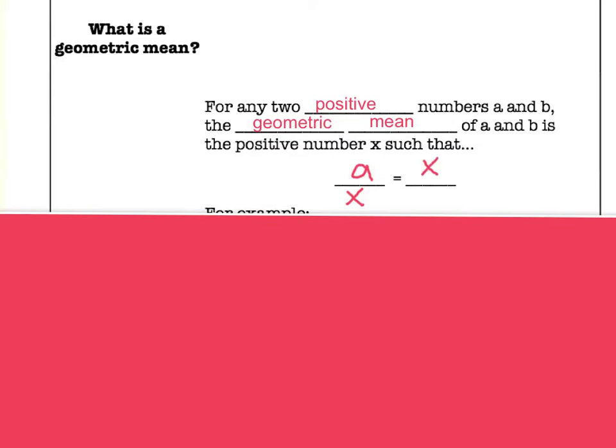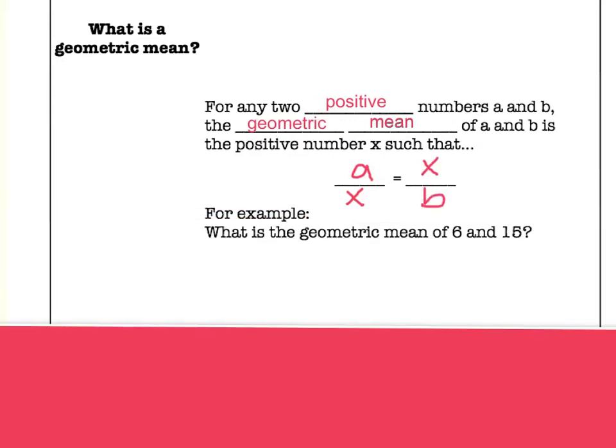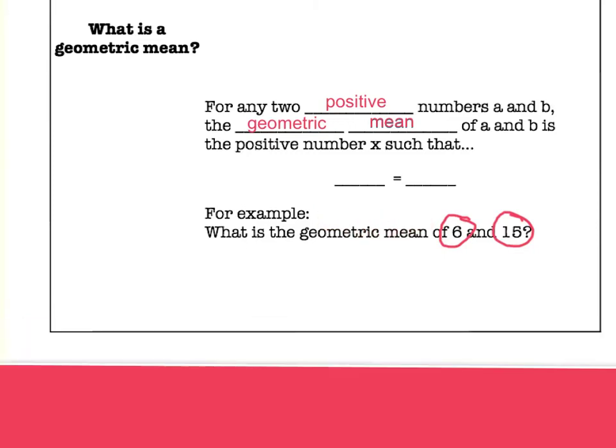For example, if we were to try to find the geometric mean of 6 and 15, we would need a number that would satisfy this equation. So we would need it to be that 6 over some number x would be equal to x over 15. Now we can solve this simply by cross-multiplying. So I would take 6 times 15 and x times x, and then I would have to solve for x.